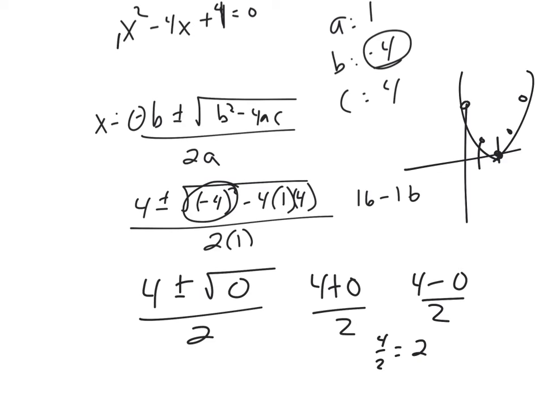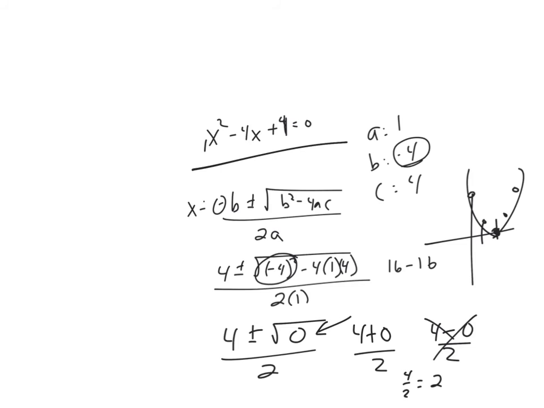Because it's got a 1 here, and we know where the vertex is, and we can follow the pattern and all that stuff. But there's only one answer, because it only crosses at 2. I don't even need this one here. So when that's 0, there's one answer. Questions, let me know.